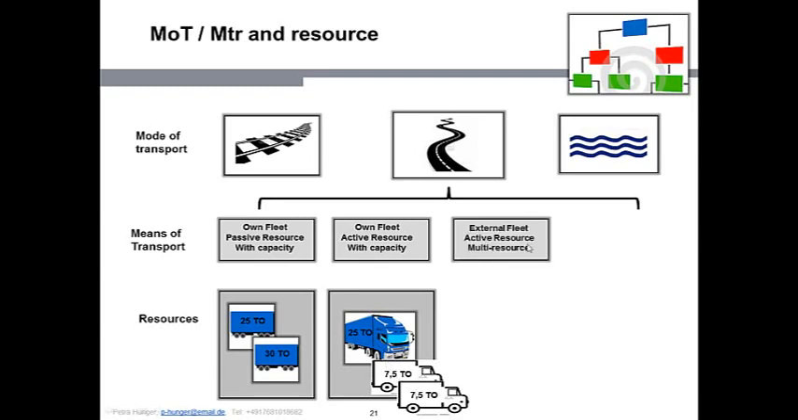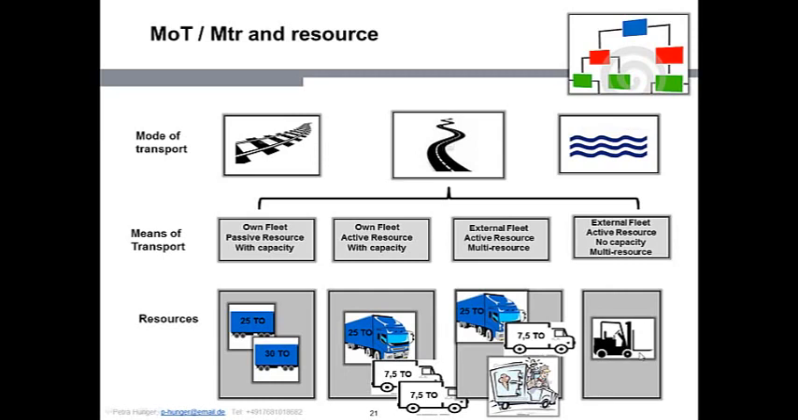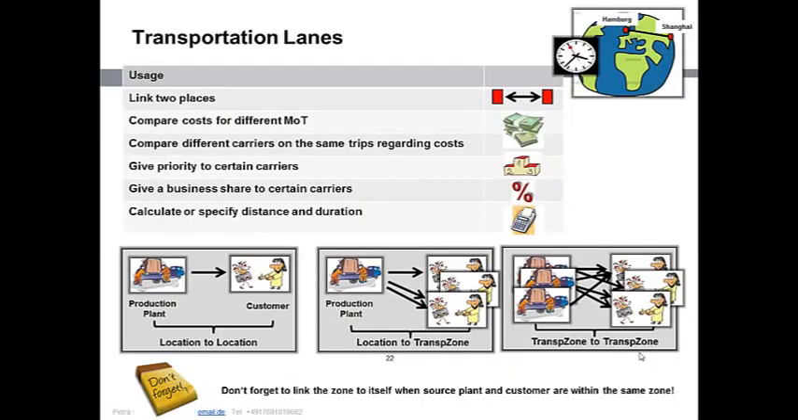Then you have external fleet, active resource, multi-resource. So now we have one truck representing maybe 10 trucks. And then you have external fleet, active resource, no capacity, and multi-resource. Now this is a forklift, and you can say at that point I have 10 forklifts available.